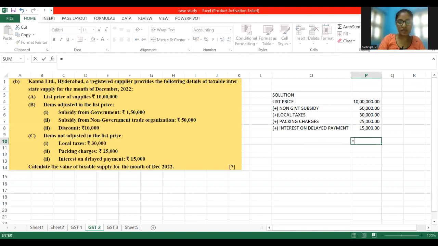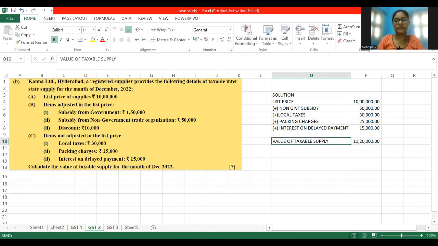So with this, I sum up all of this. This is my value of taxable supply.